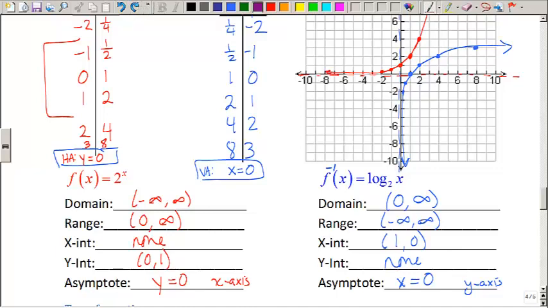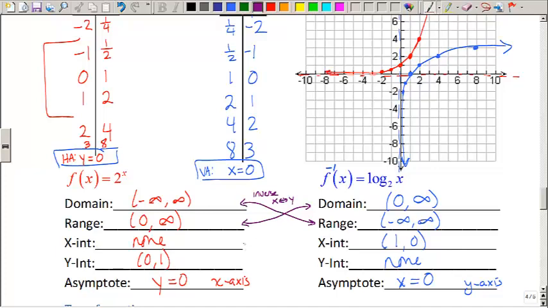Notice my domain of my exponential is the same as the range for my logarithmic function, the inverse. And similarly, the range of the exponential is the same as the domain of the logarithmic function. Well, that makes sense because in inverses, the x and the y switch places. So that means the domain becomes the range and the range becomes the domain. This is exactly how an inverse works.